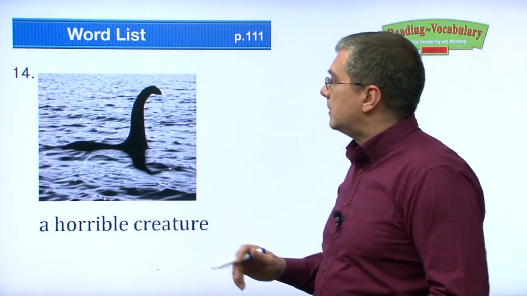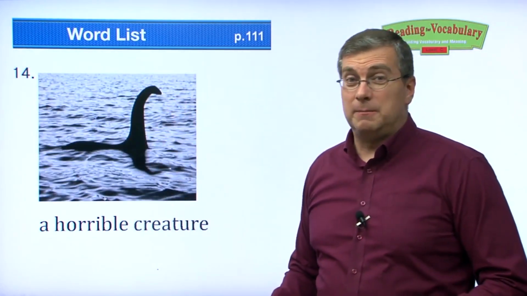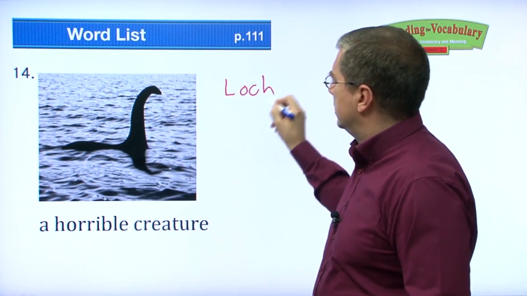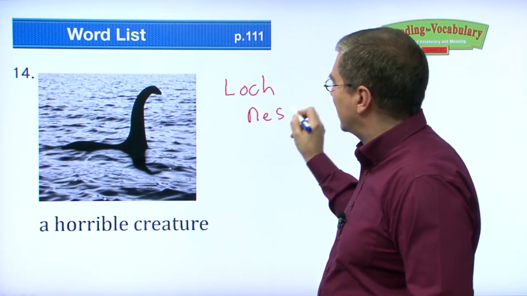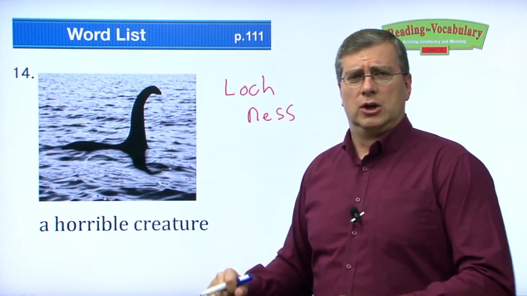Okay. Do you know this picture? This is a famous picture. What is it a picture of? It's a picture of the Loch Ness. It's a Scottish accent. Loch. It's in Scotland. In Scotland they say Loch Ness.